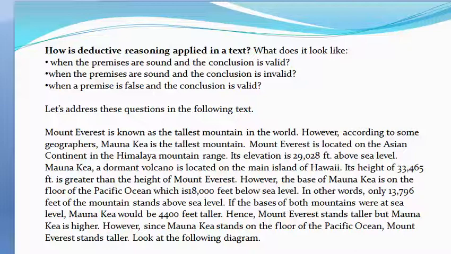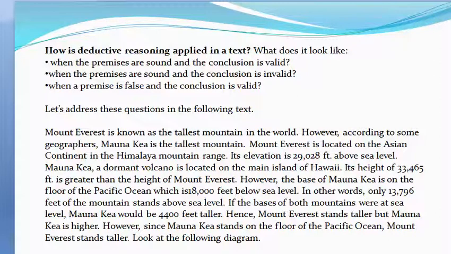Mauna Kea, a dormant volcano, is located on the main island of Hawaii. Its height of 33,465 feet is greater than the height of Mount Everest. However, the base of Mauna Kea is on the floor of the Pacific Ocean, which is 18,000 feet below sea level. In other words, only 13,796 feet of the mountain stands above sea level.